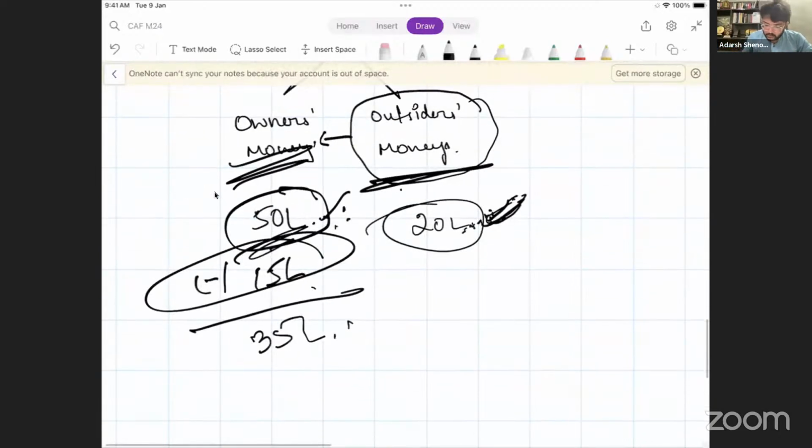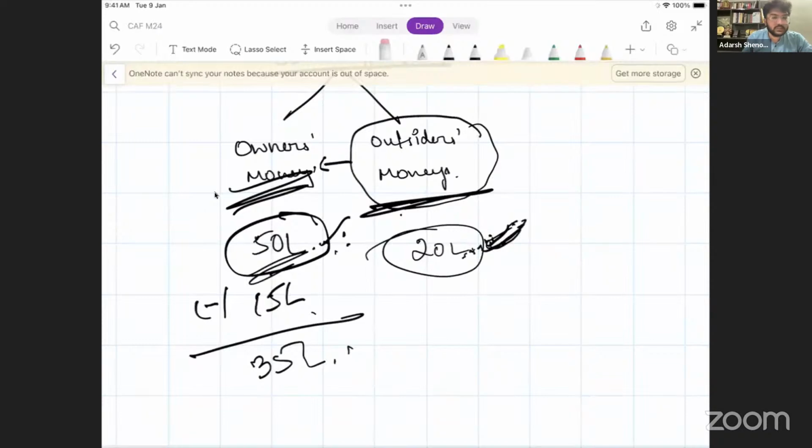But here, what am I doing? I am repaying the owner's money. Redemption means this only. Owner's money is being repaid even before giving anything to the outsiders. I am redeeming preferences. Preferences are after all owner's money. It is preference share capital. So owner's money is being repaid.